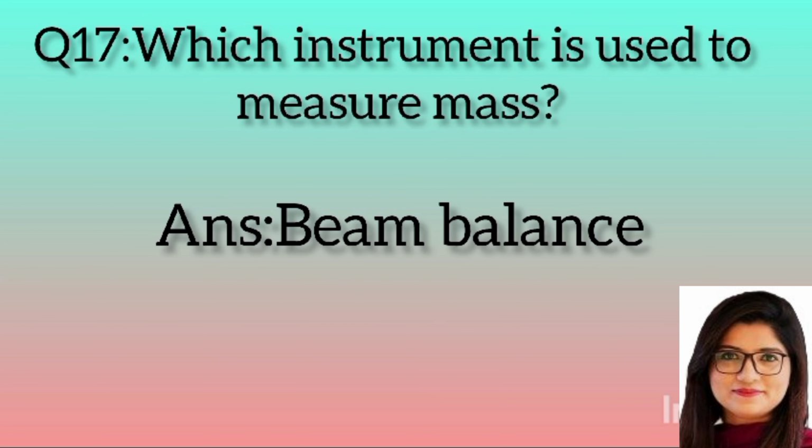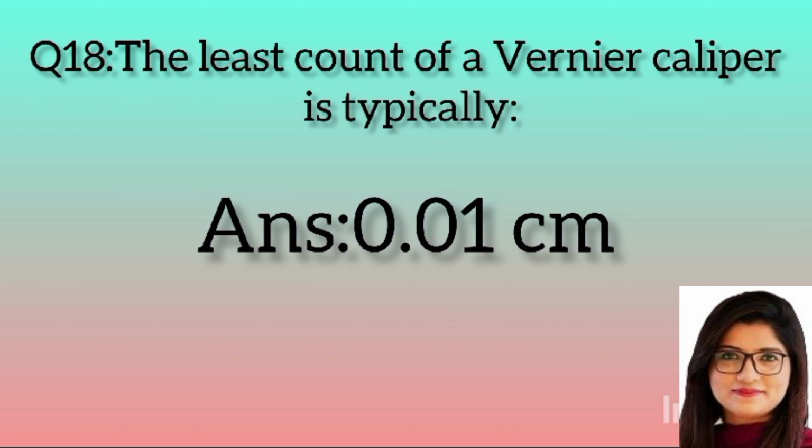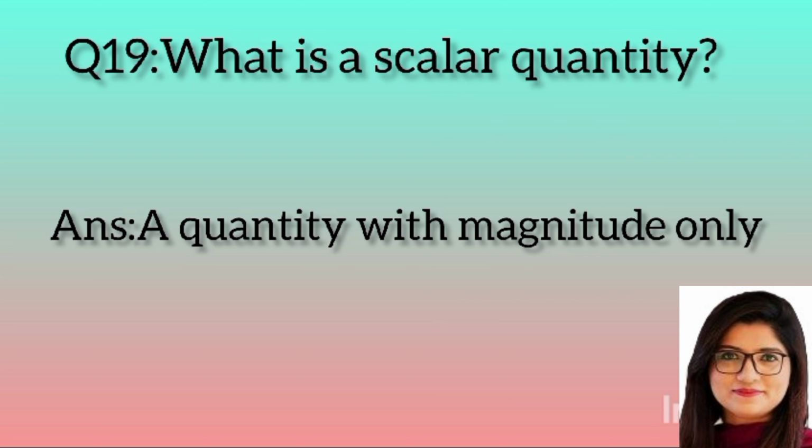Question 17. Which instrument is used to measure mass? Answer: beam balance. Question 18. The least count of a vernier caliper is typically answer: 0.01 centimeter. Question 19. What is a scalar quantity? Answer: a quantity with magnitude only.